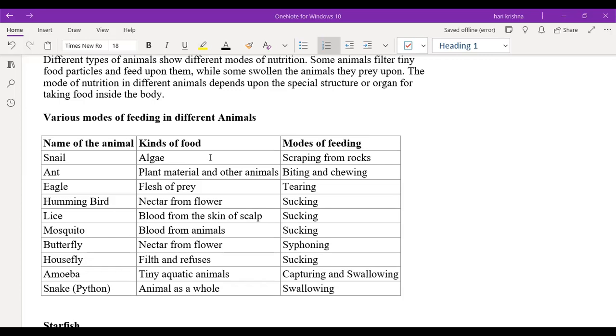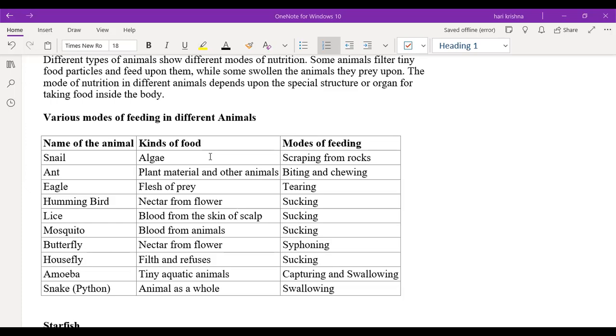Suppose if you take snail, what type of food will it eat? Snail will generally eat algae. Algae is one of the microorganisms, right? It will eat the algae. And what is the mode of feeding here? Sir, the mode of feeding is scrapping. Scrapping from the rocks.